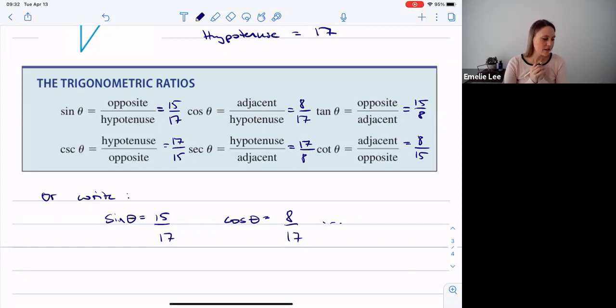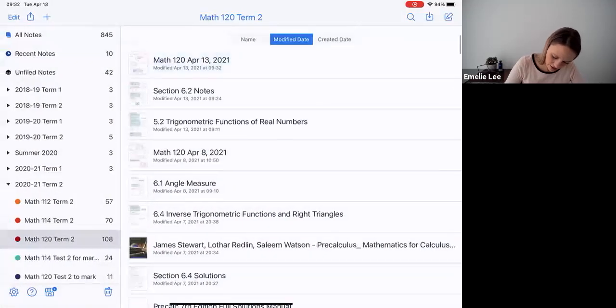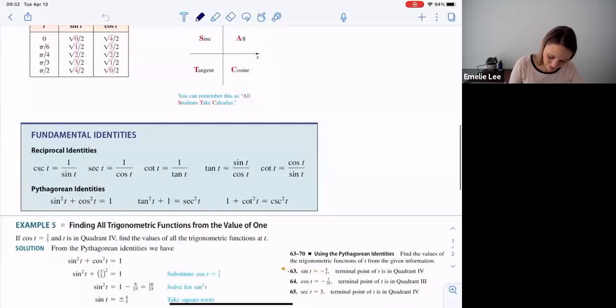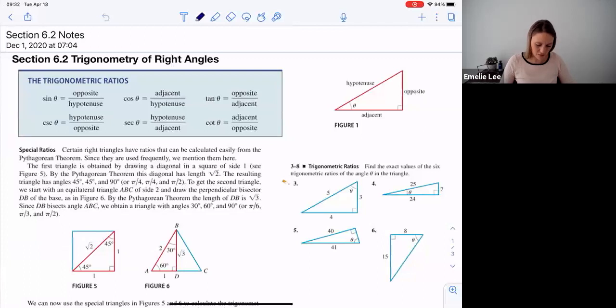From here, there are some special triangles, but because we've been working with the unit circle, we don't actually need these special triangles as much. They might be useful, but I prefer the unit circle. I'll show you what I mean here. But we don't actually truly need them. Oops, I'm in section 6.2.